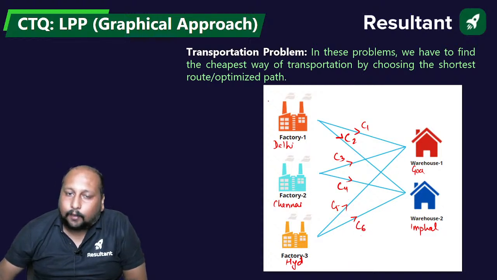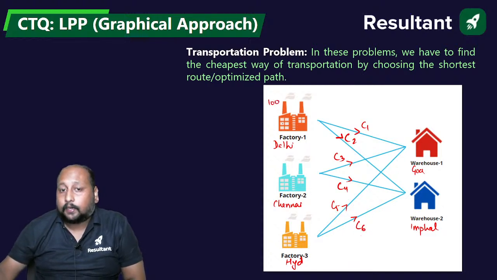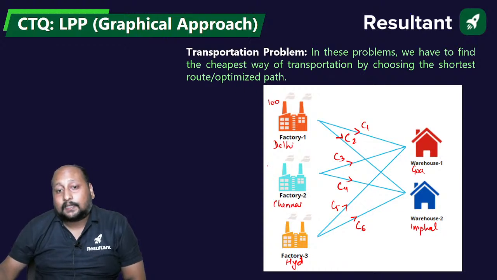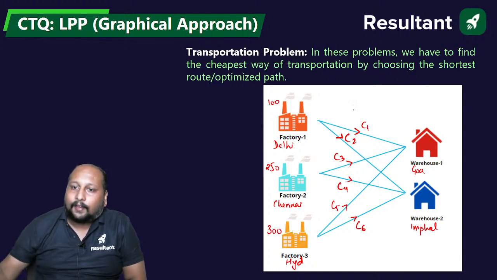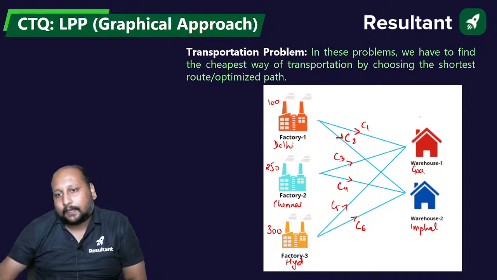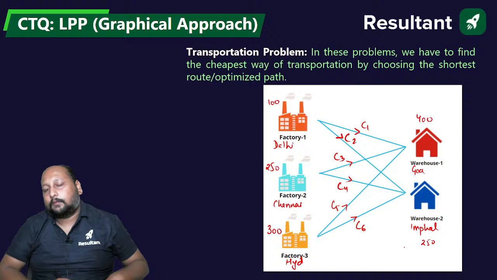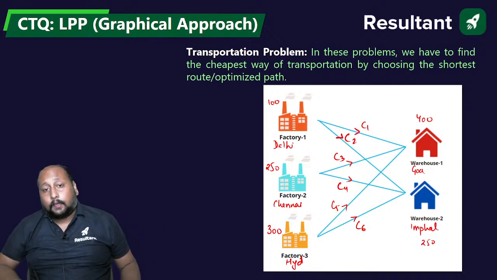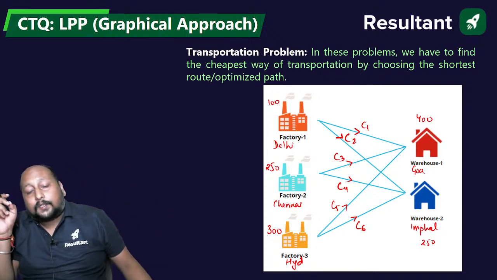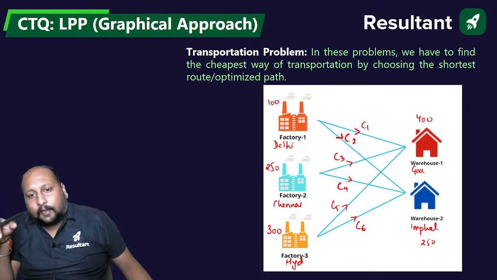Then we have some units that need to be supplied. 100 units is the capacity of Delhi, Chennai has a capacity of 250, and Hyderabad has a capacity of 300. The warehouses have capacities of, let's say, 400 and 250. Definitely demand and supply must be considered. Now, how much of the item do I need to send from Delhi to Goa, Delhi to Imphal, Chennai to Goa and Imphal, and Hyderabad to Goa and Imphal?